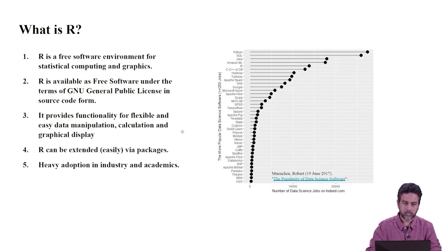So I just want to start with a very brief discussion of what R actually is. Some of you may be very familiar because it's a popular programming language. But for those of you that are not, we'll start from the beginning. So what is R? R is a free software environment for statistical computing and graphics. That's sort of the official definition from their own webpage.